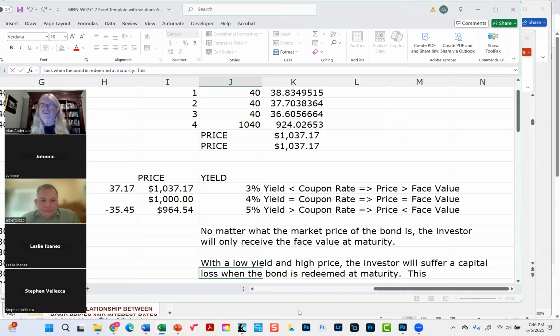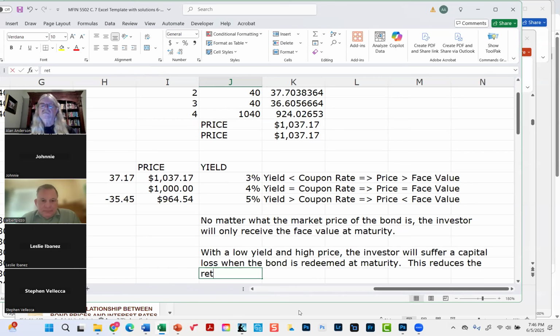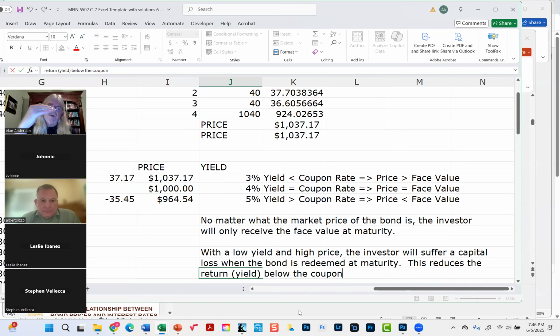This reduces the return or yield below the coupon rate. That's why, because yes, you're getting a nice 4% coupon, but you're also going to have a capital loss at the maturity date. And so the return or yield is dropped down to 3 from 4% because of that capital loss.